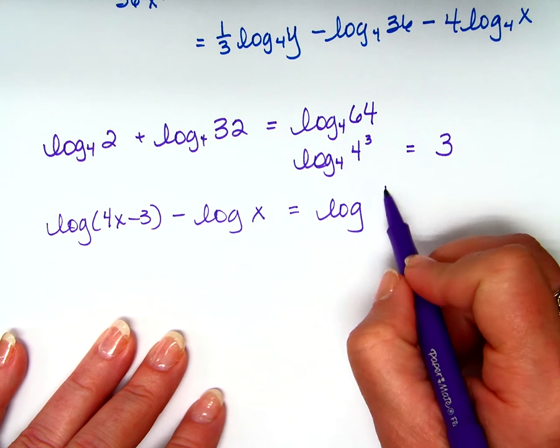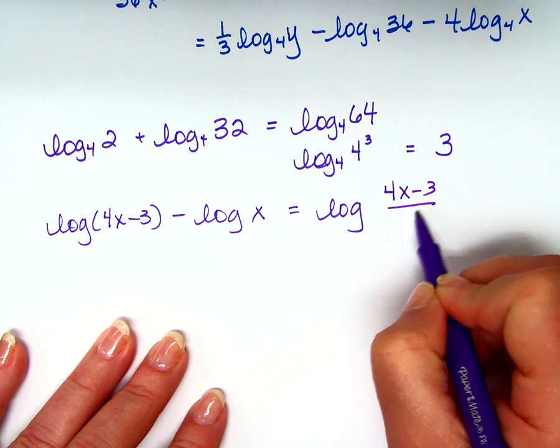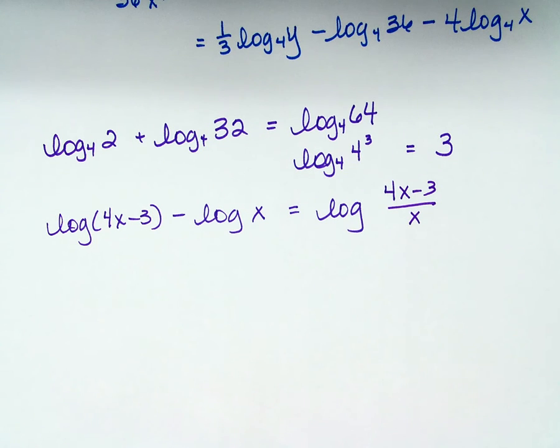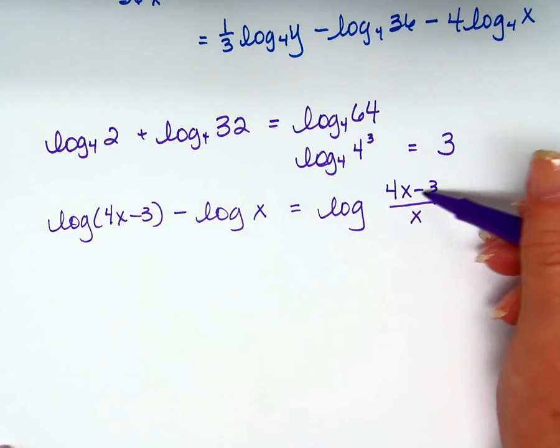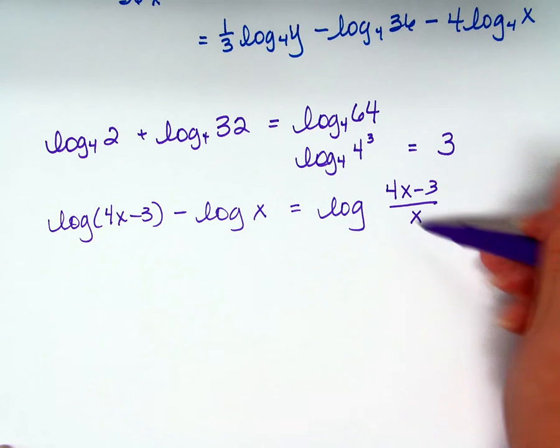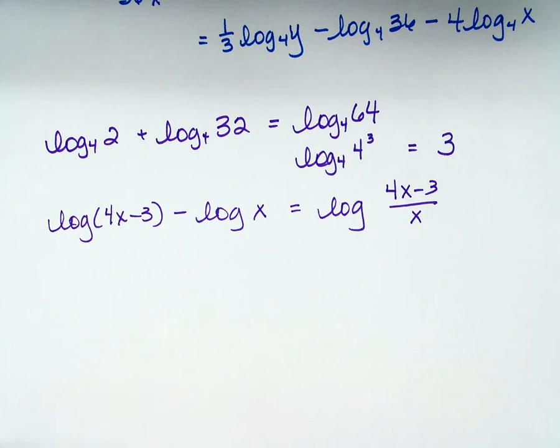Divide. So 4x minus 3 over x. Done. I can't simplify it, can I? This term doesn't have an x, so I can't factor out an x from the numerator and cancel that out, can I? No, I'm done.